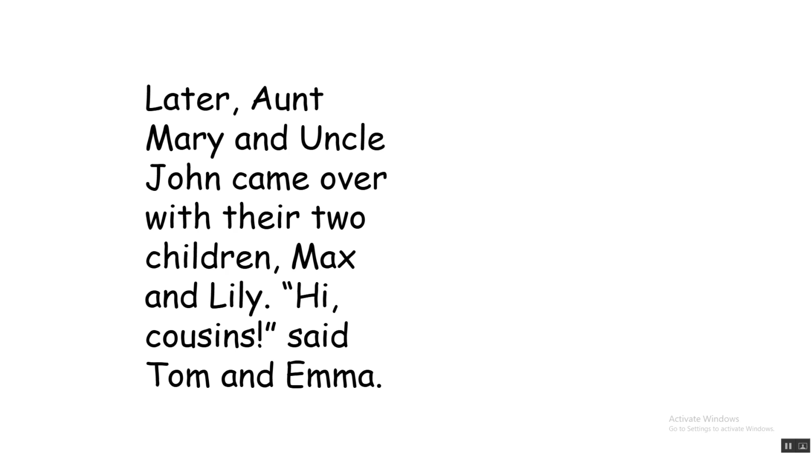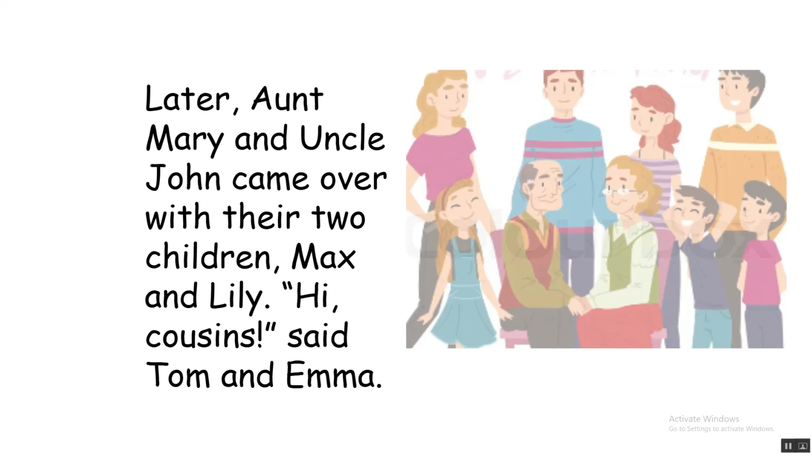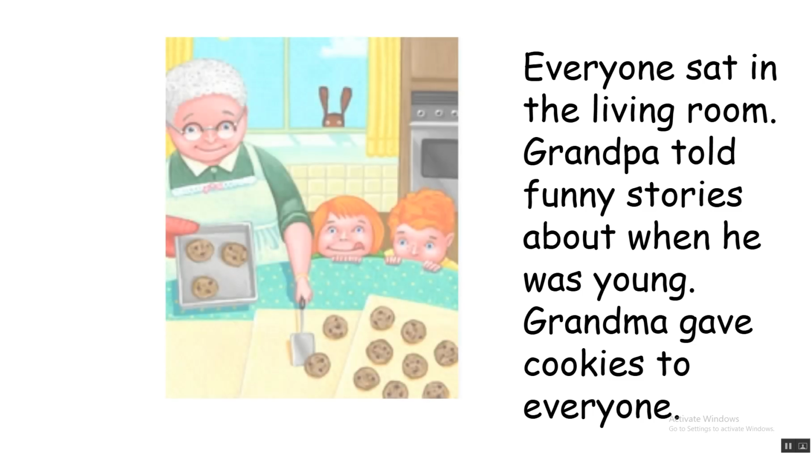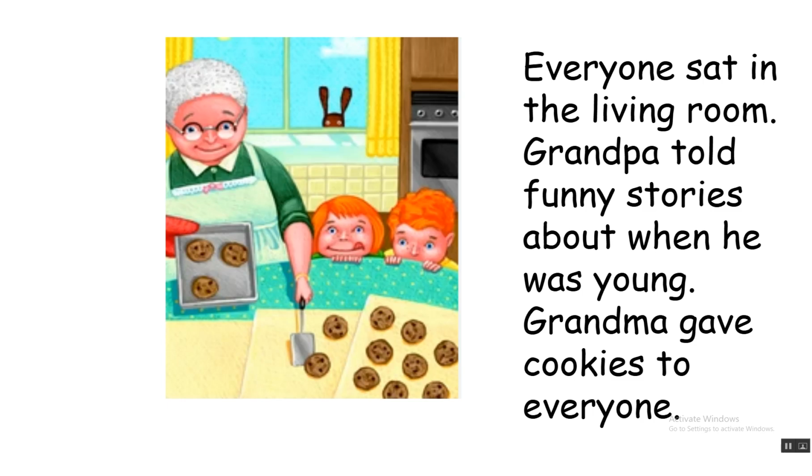Later, Aunt Mary and Uncle John came over with their two children, Max and Lily. "Hi, cousins," said Tom and Emma. Okay? So aunt and uncle, if they have children, they are your cousins. Everyone sat in the living room. Grandpa told funny stories about when he was young, and Grandma gave cookies to everyone because she'd been baking.